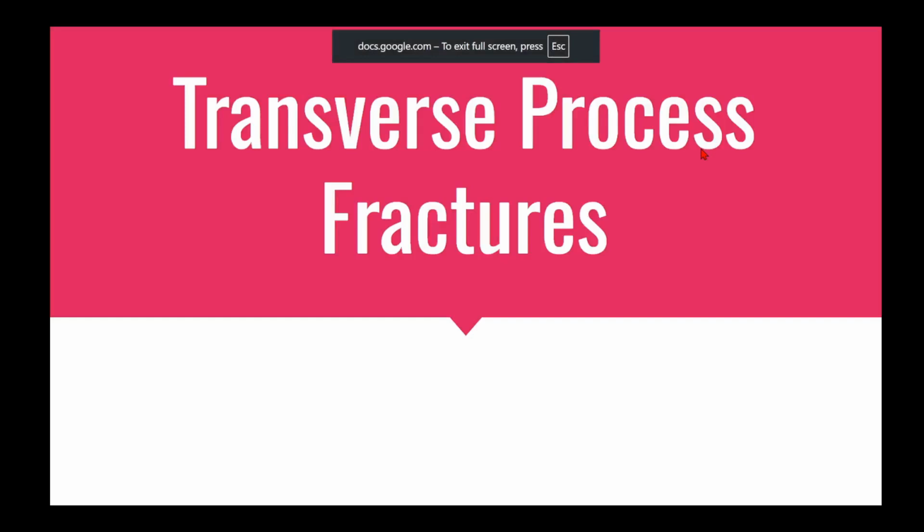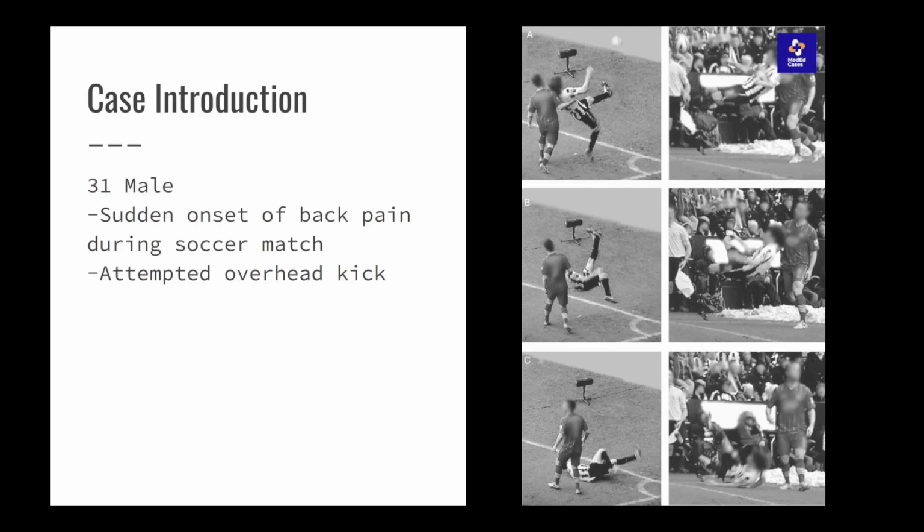Okay, let's talk about this cool case of a series of transverse process fractures in an athlete. This was a 31-year-old male presenting with sudden onset of lower back pain that happened during a soccer match. He attempted an overhead kick, which is shown here with some clips from the video. You can see him trying to kick the ball over his head with a bicycle kick. Here he is in the air, and then he lands very awkwardly on his left side.